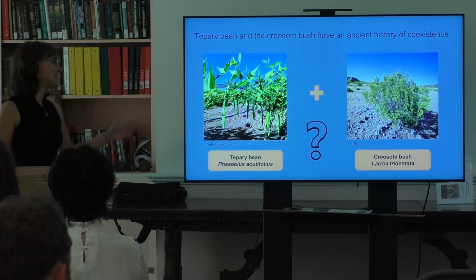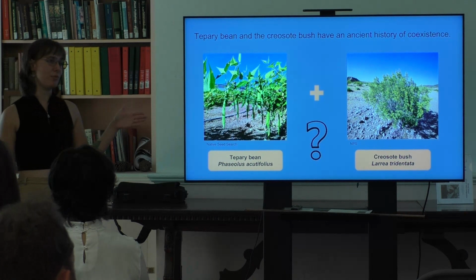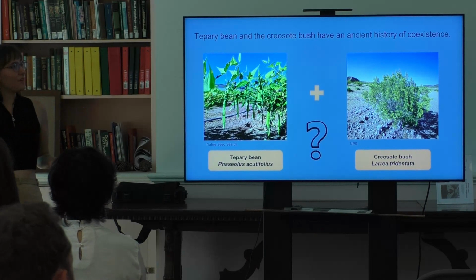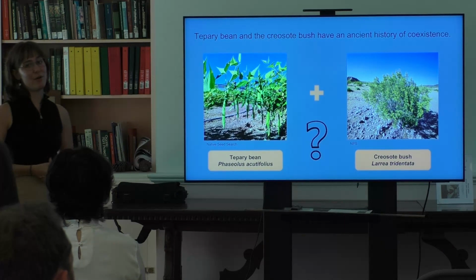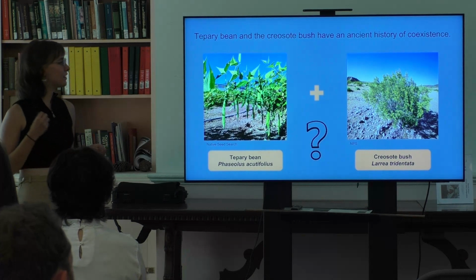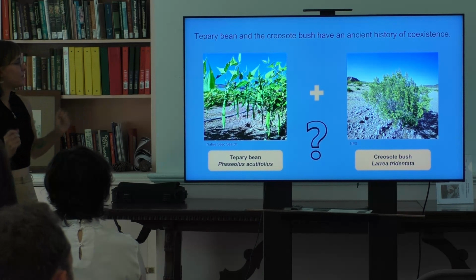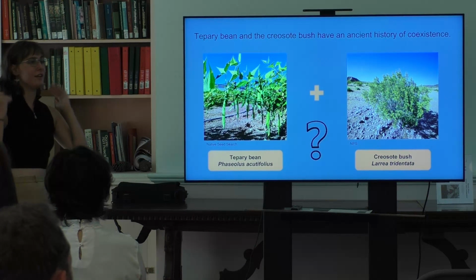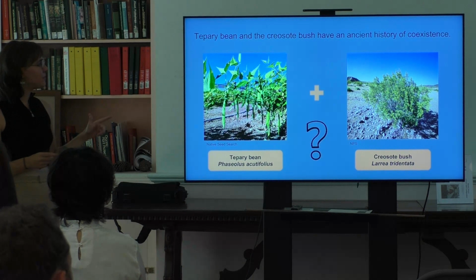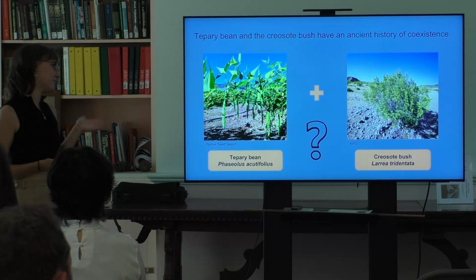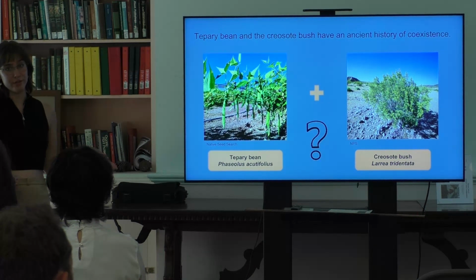In the Sonoran Desert, the tepary bean coexists with the creosote bush, or Larrea tridentata. The creosote bush has the nickname greasewood because it produces an abundance of bioactive chemicals, which includes a large composition of terpenes. The creosote bush releases these compounds into the air and into the soil, and due to these two species' close proximity to each other, it stands to reason that the roots of the tepary bean would be interacting with the terpenes from the creosote bush.